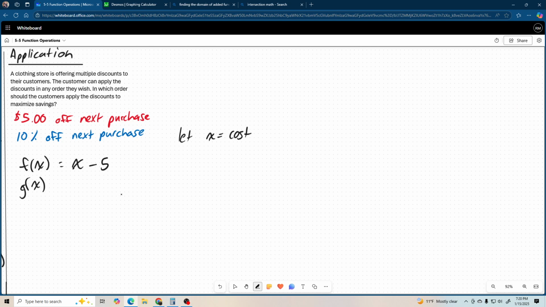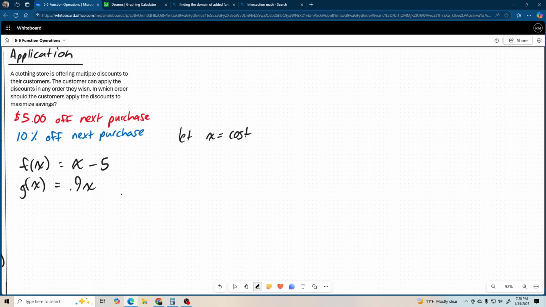So now we're going to have g of x, and g of x is going to be our second coupon here, 10% off your next purchase. And if we think about what g of x is, if we're taking 10% off of our purchase, we're paying 90% for the item, right? So I'm just going to put this as 0.9x.